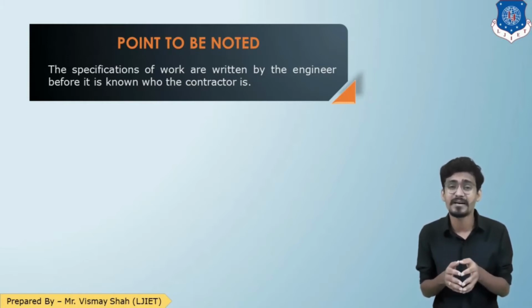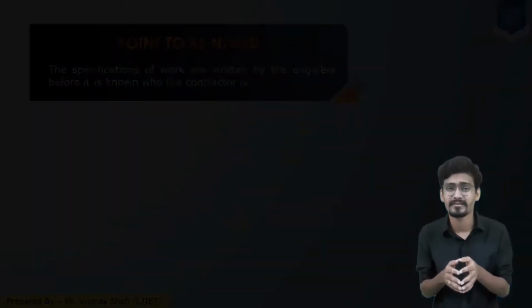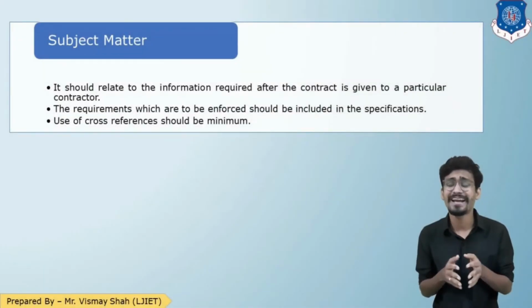So, starting with the first principle, that is subject matter. It should relate to the information which you need to provide to the contractor after the work is allotted to him. The requirements which are to be enforced should be there in the specification. And the last point in the subject matter is that the use of cross references should be minimum.